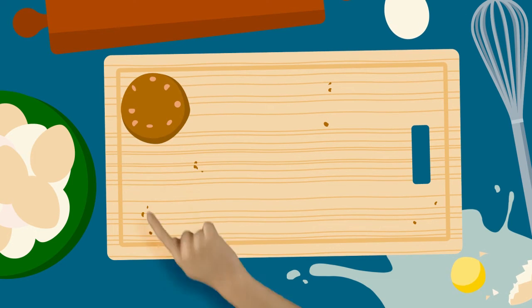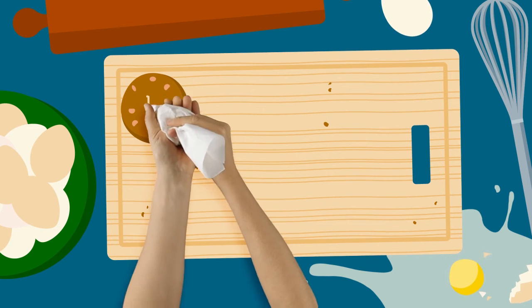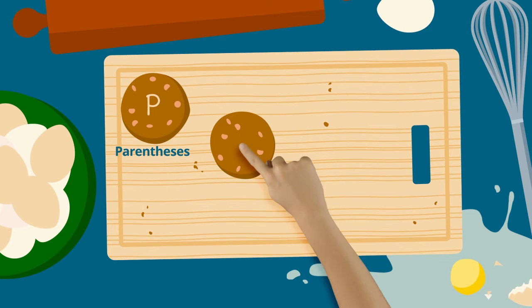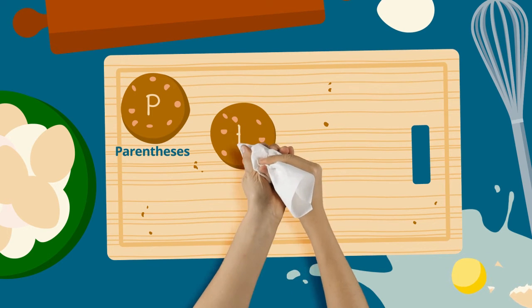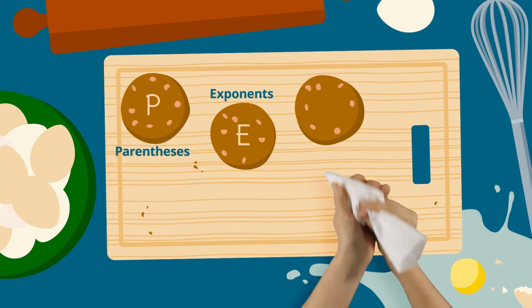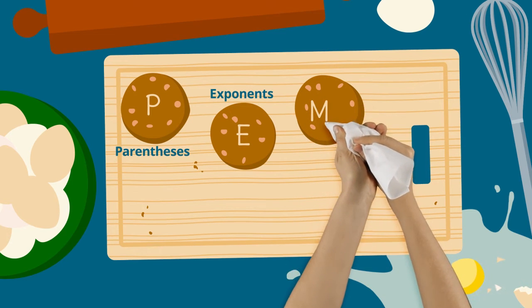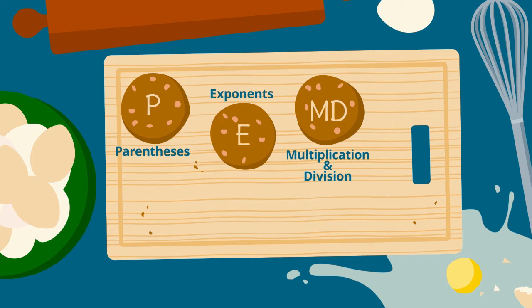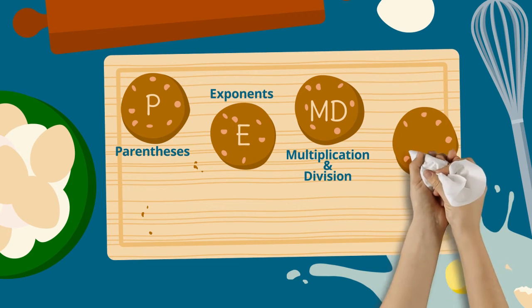The first step in the order of operations is P, for parentheses. All expressions inside the parentheses should be evaluated first. E stands for exponents. Exponents should be evaluated second. The next step is M and D, which stands for multiplication and division. After parentheses and exponents have been evaluated, you should multiply and divide, always from left to right.